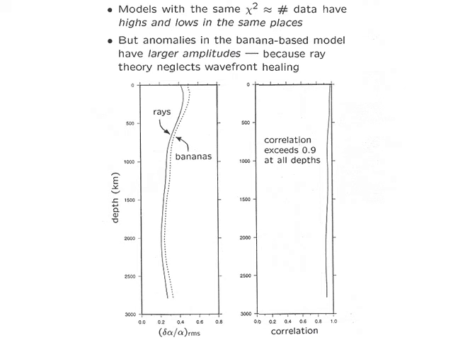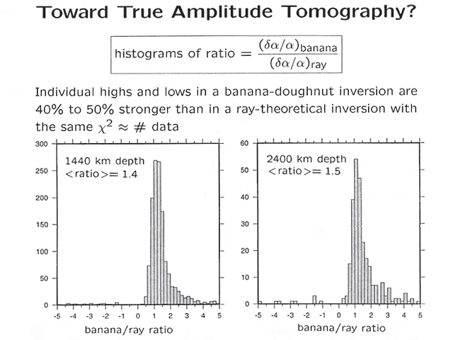20% isn't very much, but this is the RMS. If you instead ask the question, what is the typical ratio of a high or a low in the banana donut model versus the same point in ray theory? And this is a histogram, 2 histograms, in the vicinity of 1,400 kilometers and 2,400 kilometers depth of what this ratio looks like. And the green ones are the ones that are bigger than 1. So almost every place you get this enrichment of the amplitude of the anomaly. And the typical enrichment is about 50%.